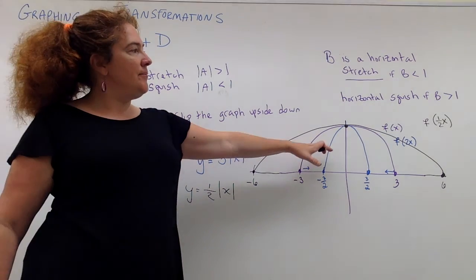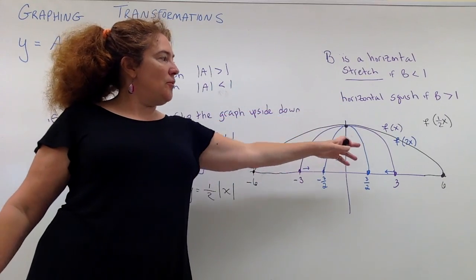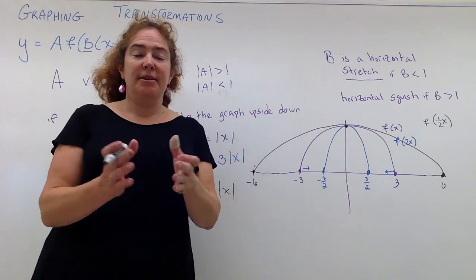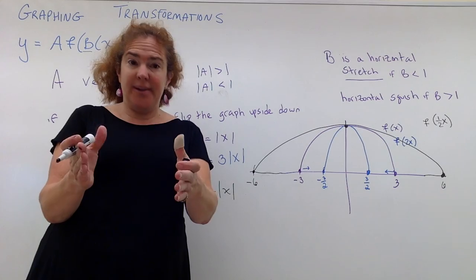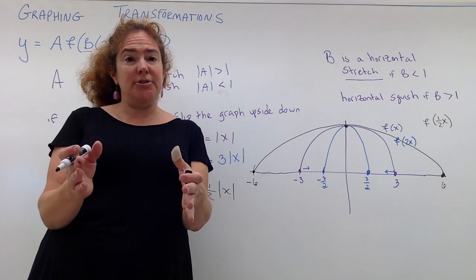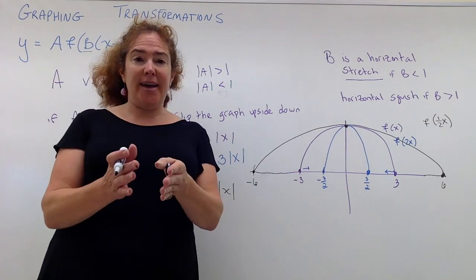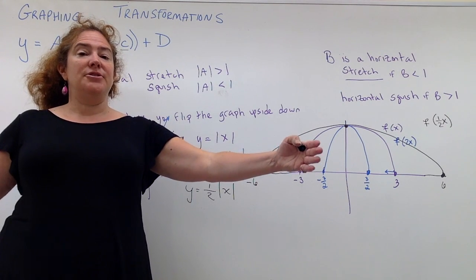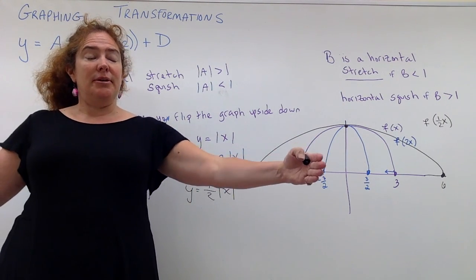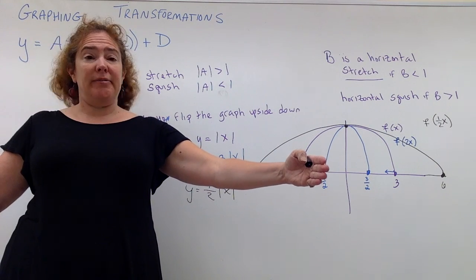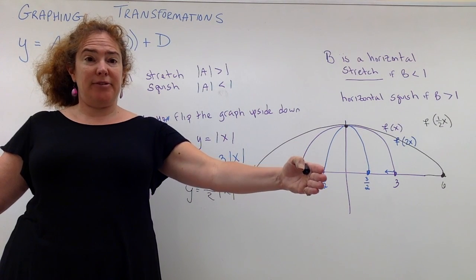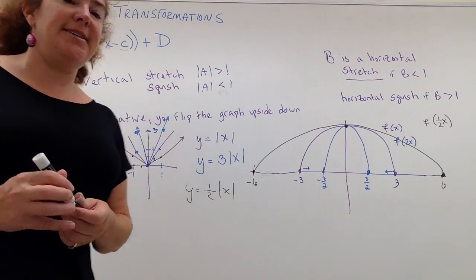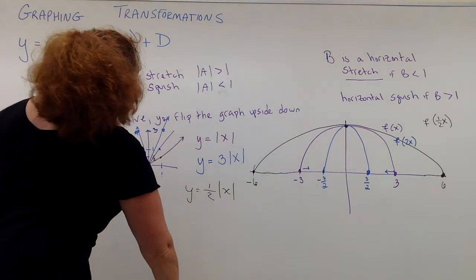With the B, again, if B is greater than 1, I have f of 2x. It's compressing the whole thing in. I'm dividing my x values by 2. If I have f of 1/2 x, it's stretching the whole thing horizontally. So I am multiplying all of my x values by a factor of 2. All right, let's look at C and D. C and D are our shifts.